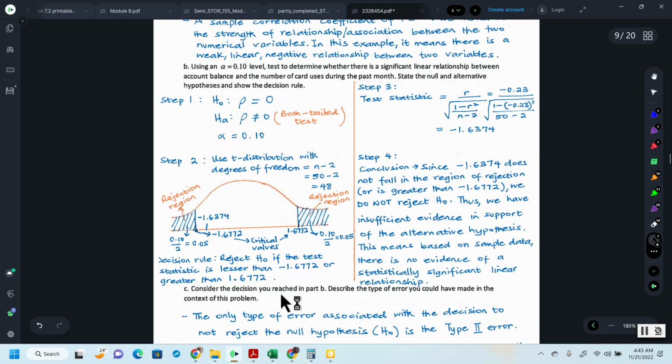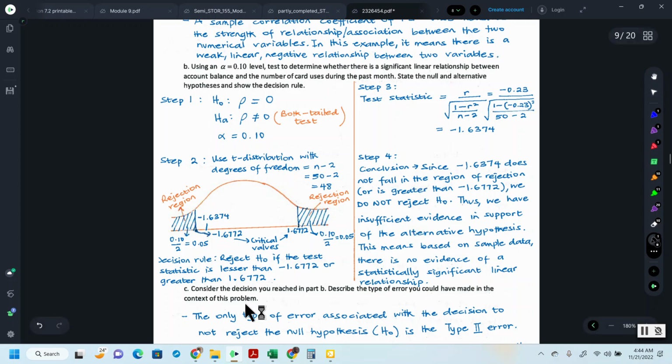So consider the decision you reached in part B. Describe the type of error you could have made in the context of this problem. Remember, type 1 error means when you reject the null hypothesis when in fact it is true, whereas type 2 error means failing to reject the null hypothesis when in fact it is false.